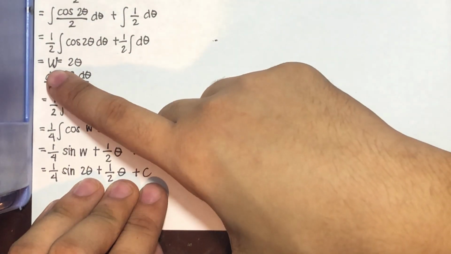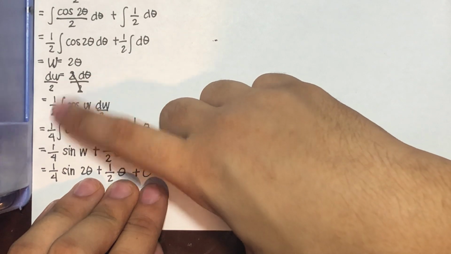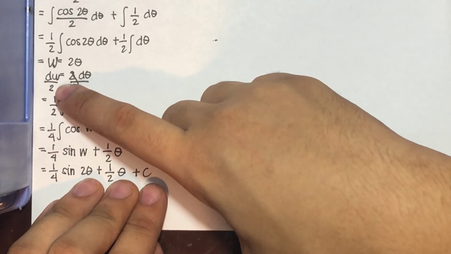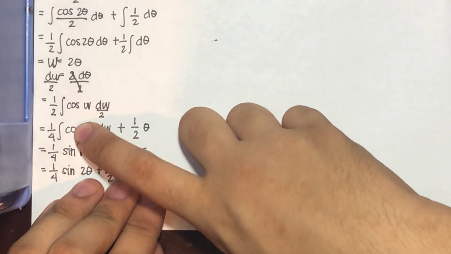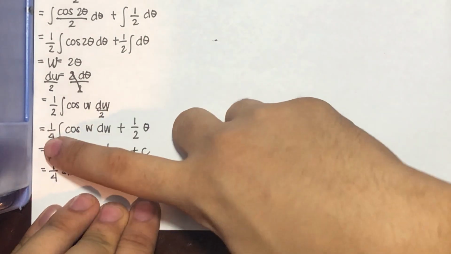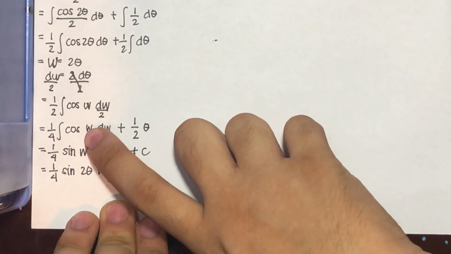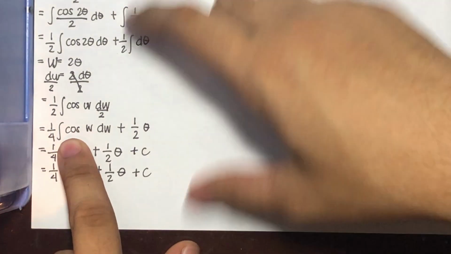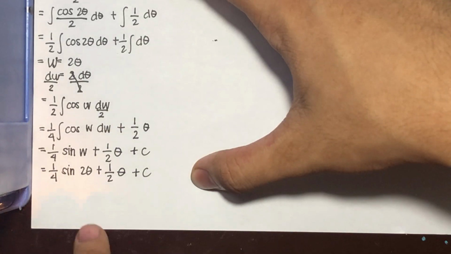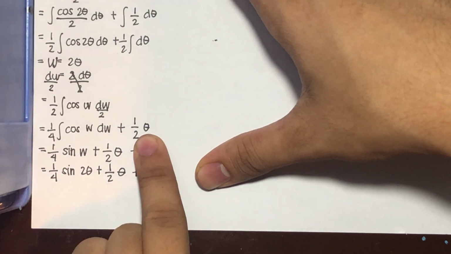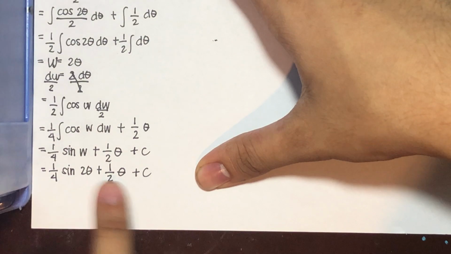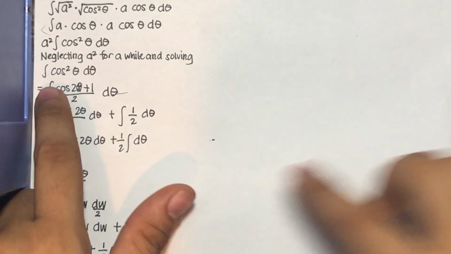So w is equal to 2 theta. If we get d theta alone, that would be dw over 2, which would give me this. So this 1/2 would also come out as 1/4. Then we just integrate cos w dw, which would give us sine w. And if we integrate d theta, that would be just theta. Now, this would give us the final answer for this particular integrand.